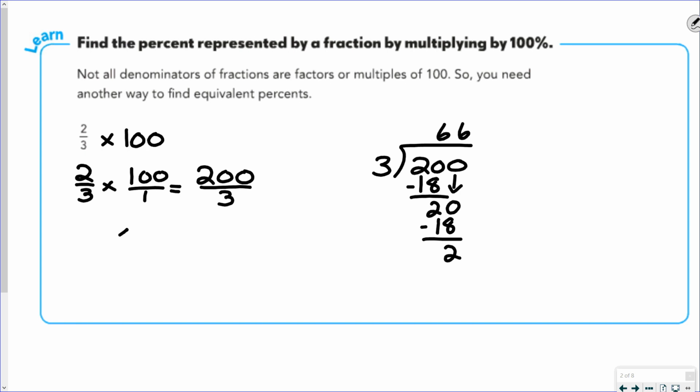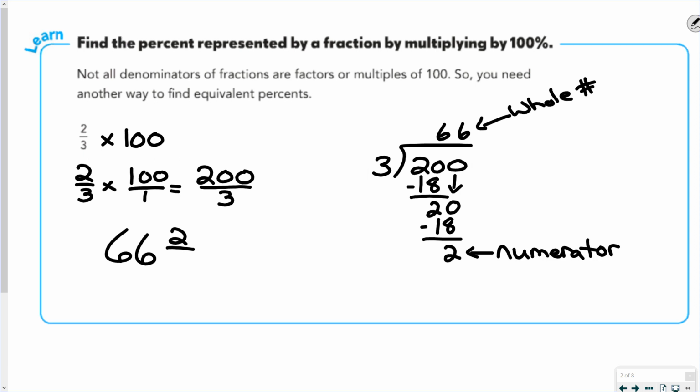So the quotient is our whole number. So that is 66. So whatever we get up here, that is the whole number to our mixed number. And then our remainder is the numerator. So whatever we get down here as our remainder, that will be the numerator of our fraction. And the denominator, of course, stays the same. So in this case, the 3 would be our denominator.